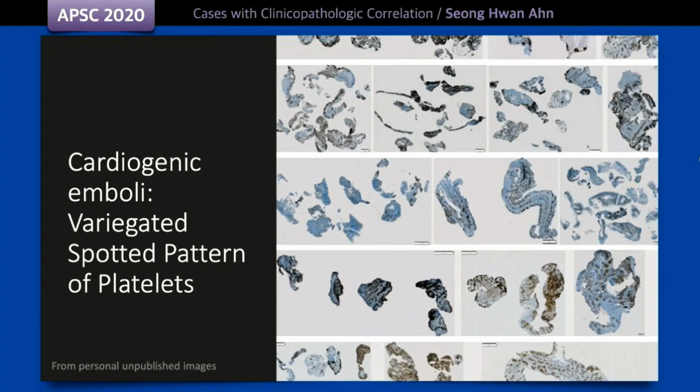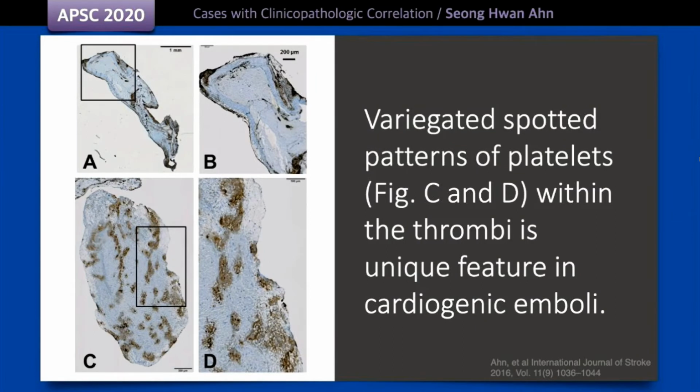Platelets also play a major role in cardiogenic thrombi. Contrary to the arterial thrombi, the platelet pattern is spotted in cardiogenic thrombi. Finally, we can discriminate between cardiogenic and atherogenic thrombi with this immunostaining.